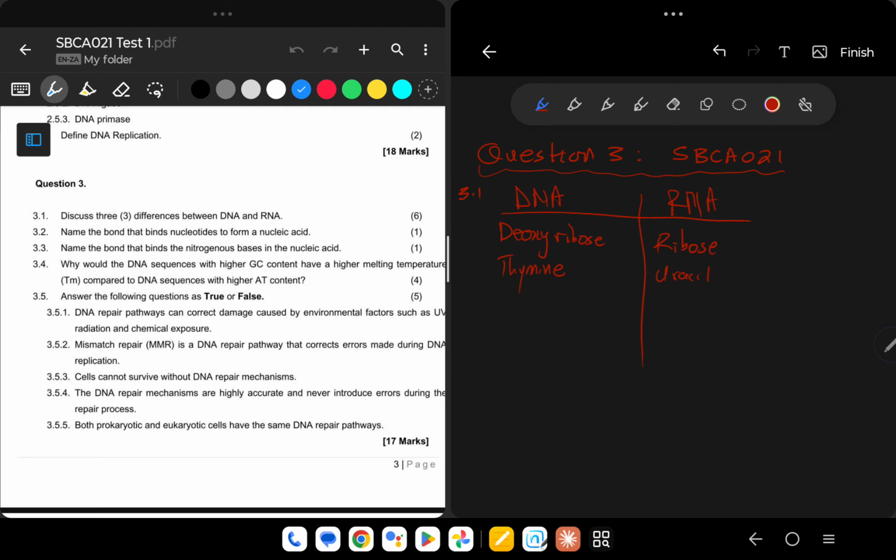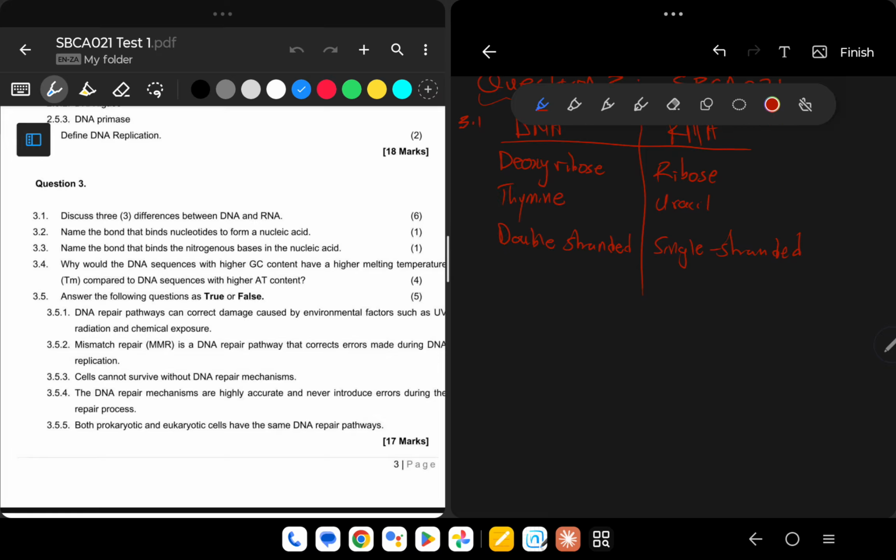And then you can also talk about the strand. DNA is double stranded, and RNA is single stranded. You can also add more and talk about the stability. You know that DNA is more stable than RNA. So more stable, less stable.